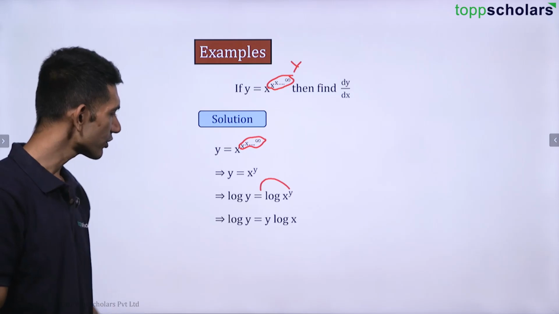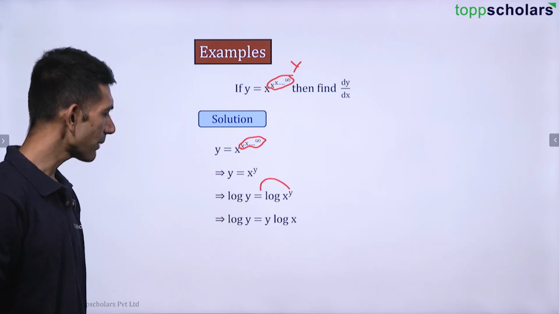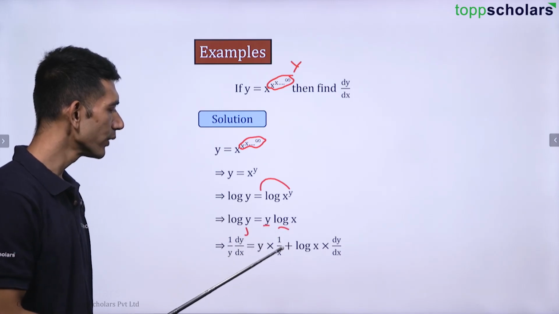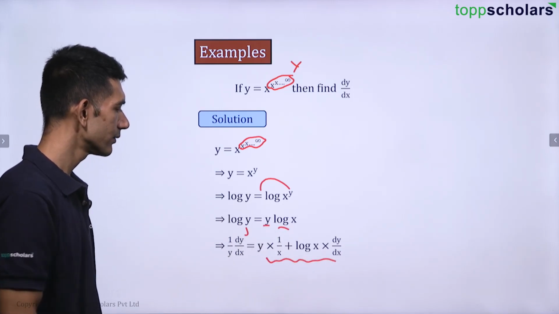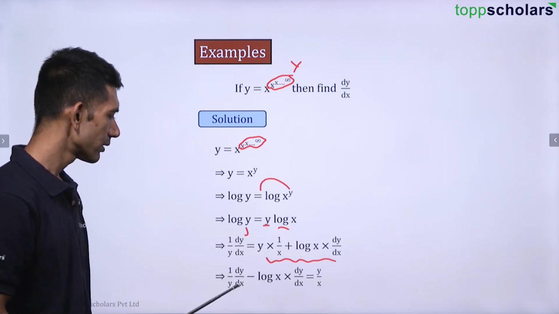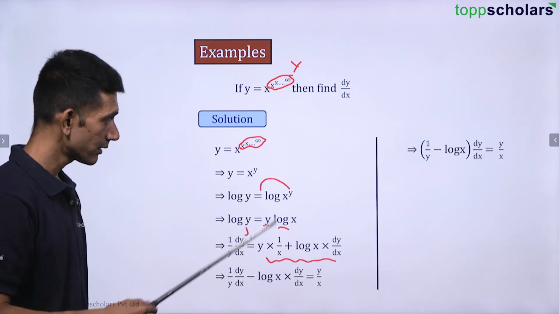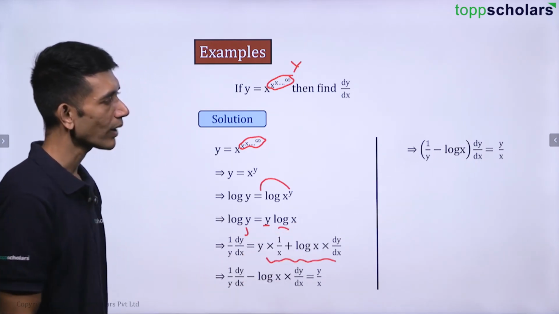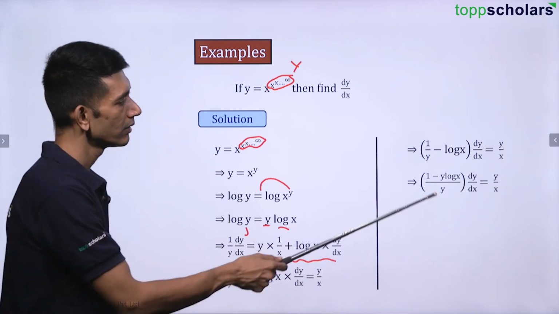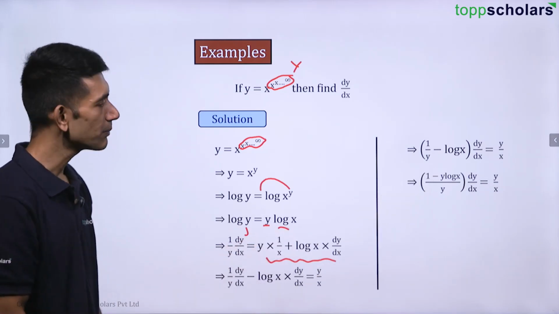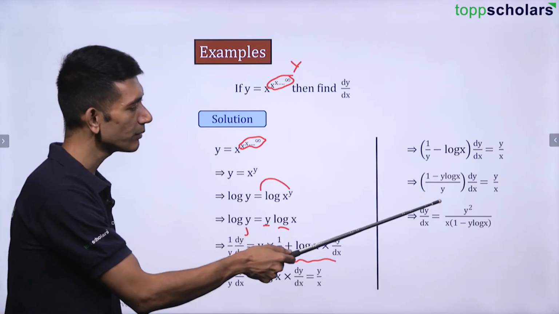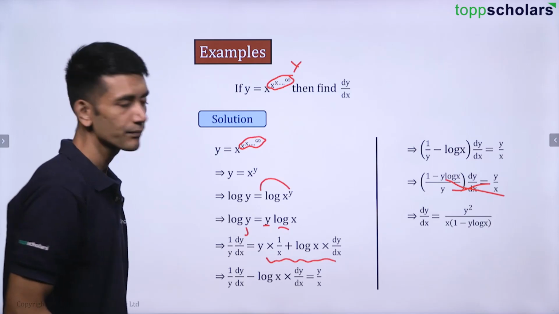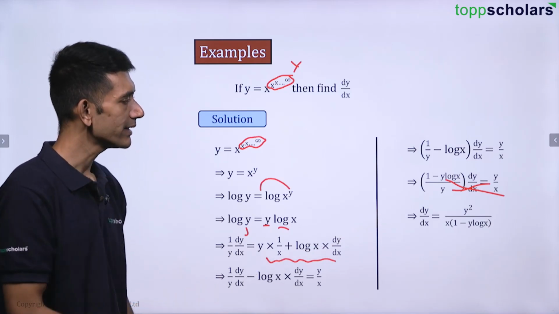Now differentiate with respect to x. So this becomes 1 by y dy by dx. And this is your UV rule. Apply the UV rule here. Solve it further. This becomes dy by dx times 1 by y minus log x is equal to y by x. Shuffle the terms. Cross multiply. So dy by dx will be equal to y square. This y will go up and this part will come down, isn't it? So that's your dy by dx.